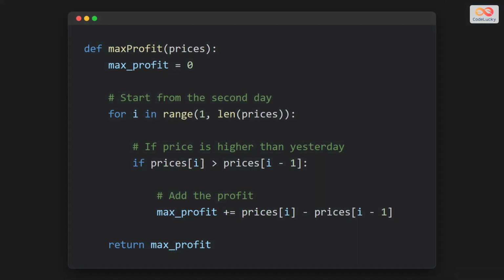In code, it is incredibly clean. We iterate through the range of the array. Inside the loop, we check if prices at index i is greater than prices at index i-1. If yes, we add that difference to max profit. No complex data structures or recursion needed.